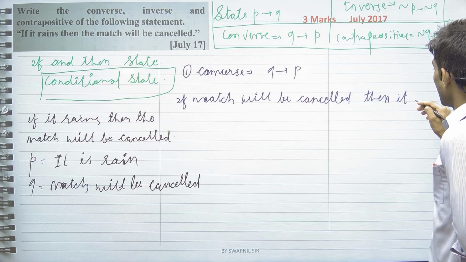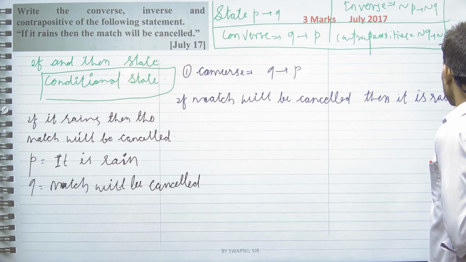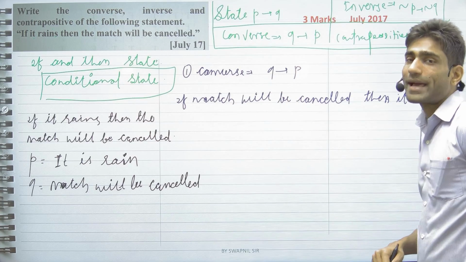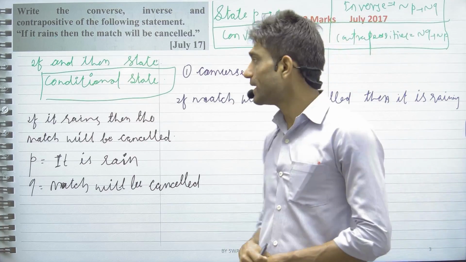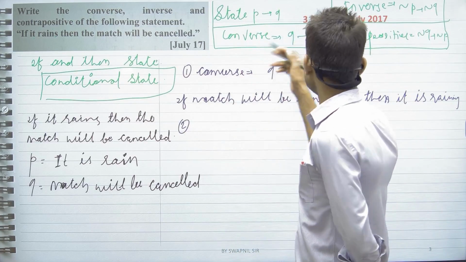Then it is raining. Okay, that means I have written the converse of a statement as Q implies P when we have the statement P implies Q. Okay, let's go for the next one. After the converse we go for the inverse.